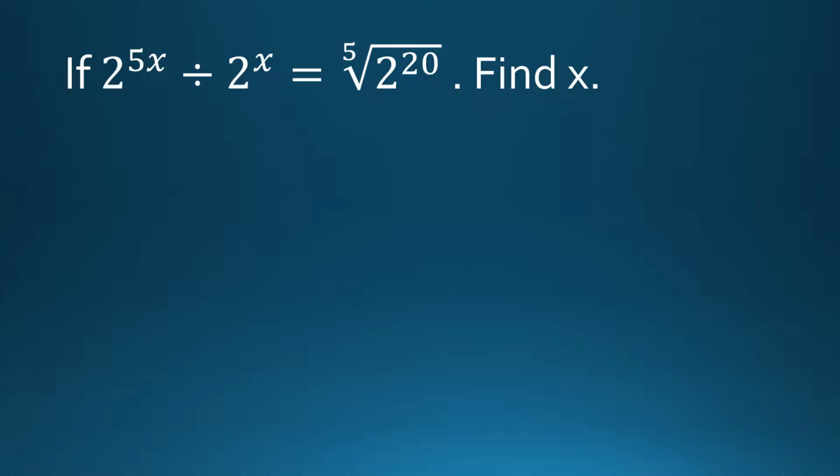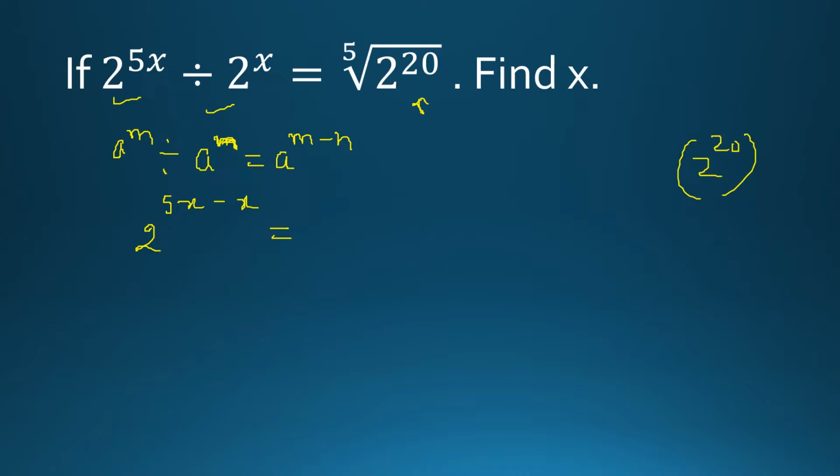So what we have here, 2 raised to the power 5x divided by 2 raised to the power x. Because we have base same, can I write it as a raised to the power m divided by a raised to the power n, because power gets subtracted, so I can write it as 2 raised to the power 5x minus x. Now again this is like the last question which we did. Can I write it as 2 raised to the power 20 raised to the power 1 by 5? Because this is fifth root of 2 raised to the power 20. And if it is the case, let's write it simply like this. Okay, so this becomes 2 raised to the power 4x.